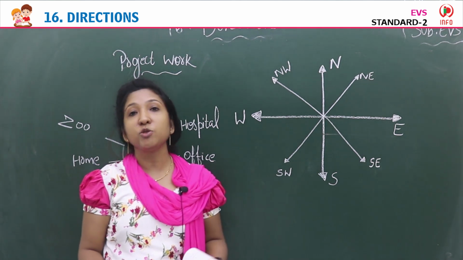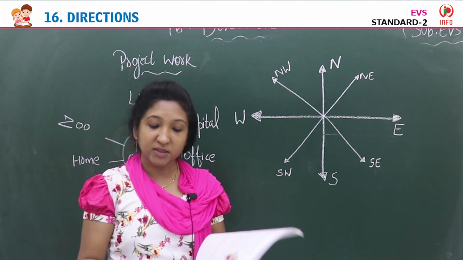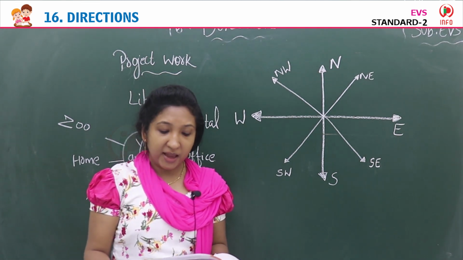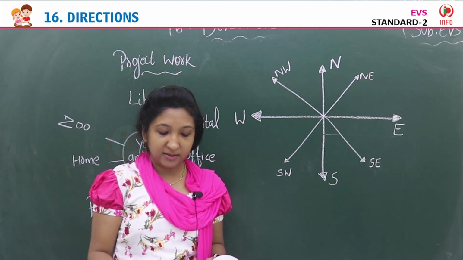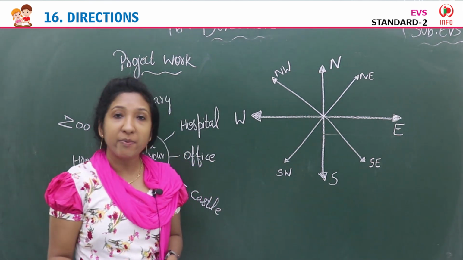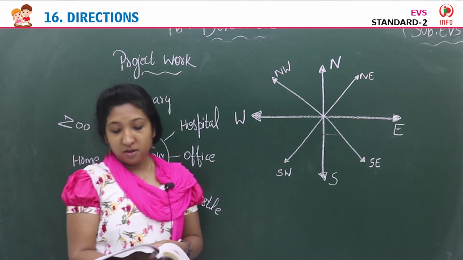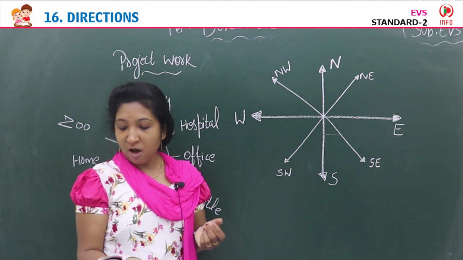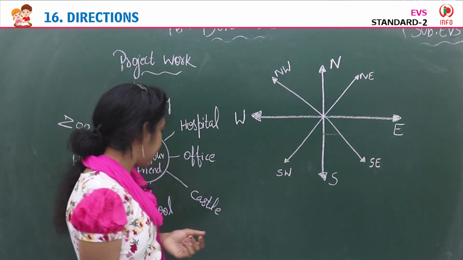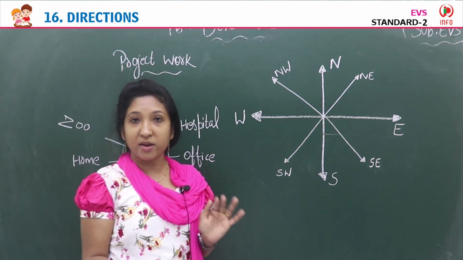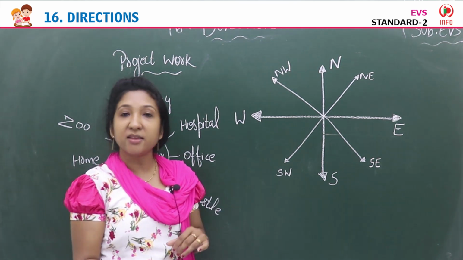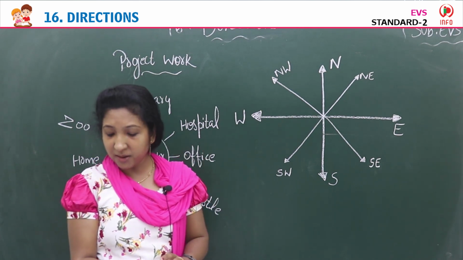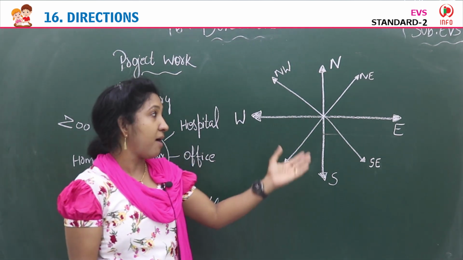Children, now it's time to do the project work. Let us see what is the project given in the textbook. Time to do. Read the map and answer the questions that follow. There is a small map with some pictures. You can see a zoo, a library, hospital, home, office, park, school, castle. In the middle, you and your friend are standing. Surrounding you, these pictures are there. Directions and sub-directions are marked here.